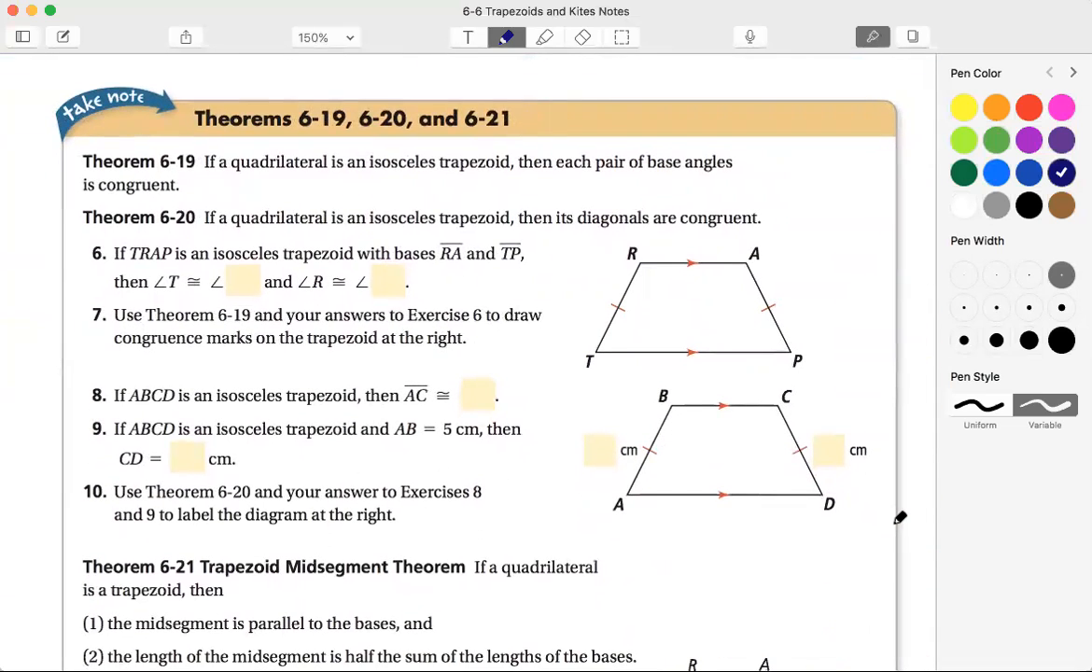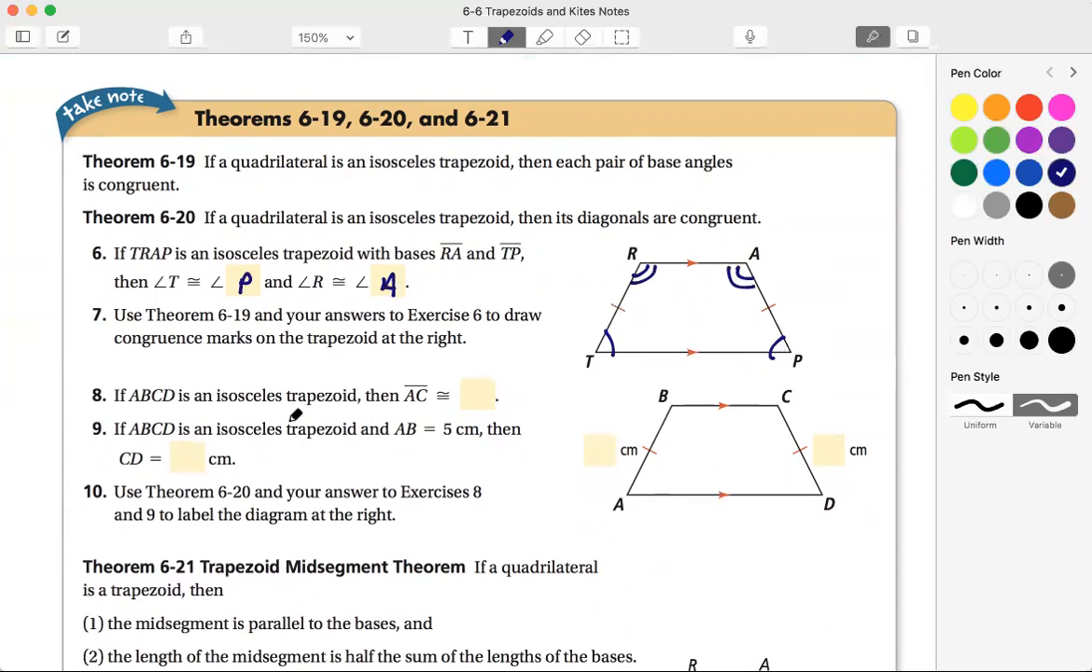So theorems 6-19, 20, and 21. If a quadrilateral is an isosceles trapezoid, then each pair of base angles is congruent. And 20, if a quadrilateral is an isosceles trapezoid, then its diagonals are congruent. So if TRAP is an isosceles trapezoid with bases RA and TP, then we know angle T is congruent to angle P, and angle R is congruent to angle A. So use theorem 6-19, and your answer is to draw congruence marks. So T is congruent to P, and R is congruent to A.